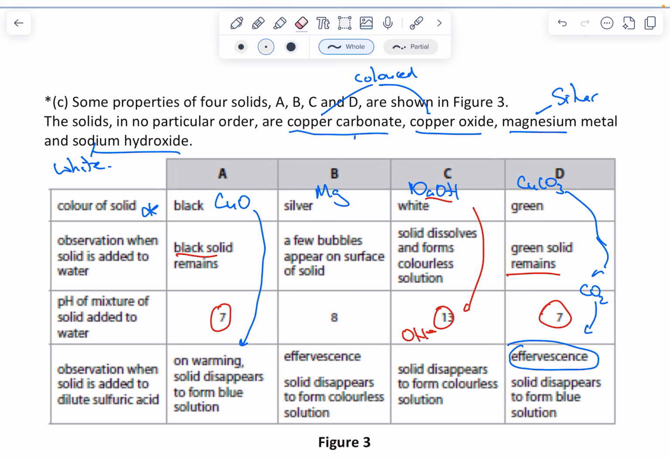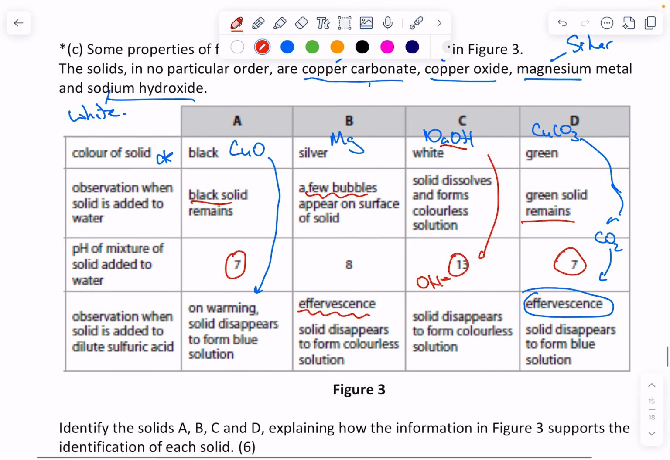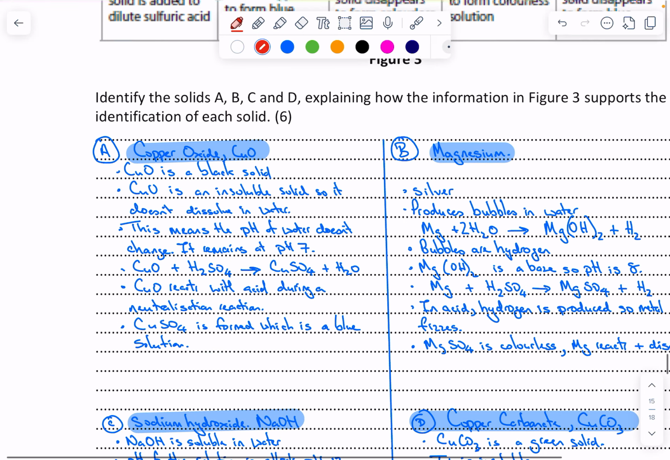Magnesium, hopefully remember, add magnesium to water and you do get a few bubbles forming on the surface, so that links in with that one. And you also get fizzing when you add a metal to an acid because hydrogen gas is being released as well. So to get the marks, now I've written these out, but I'm going to take you through each one in turn.